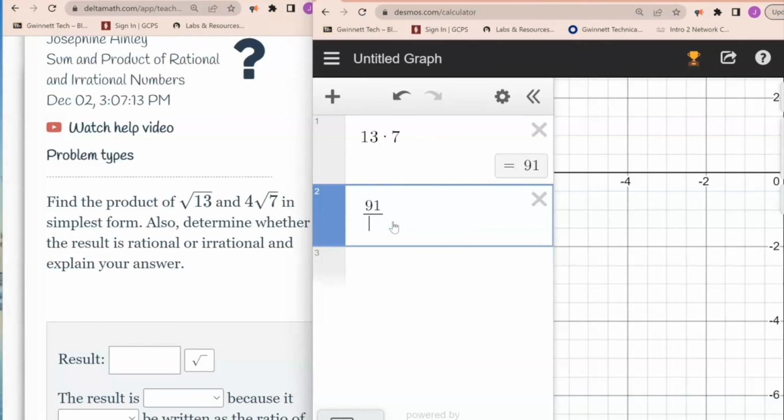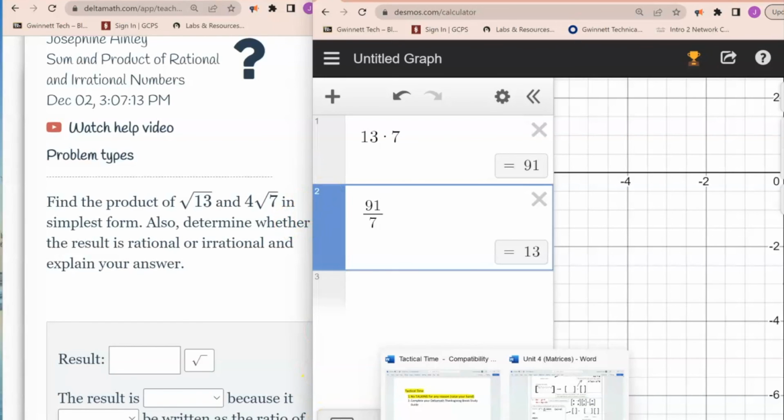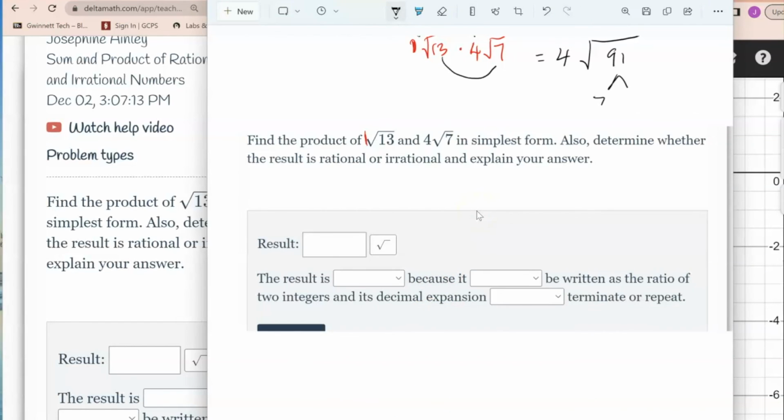4. Sorry, we don't need to check 4. 5 doesn't work. 7 works. All right, so 7 times 13, and duh, because we had just done 7 times 13. So this breaks down to 7, which is a prime number, and 13, which is a prime number. So I'm going to have 4 radical 7 times 13.